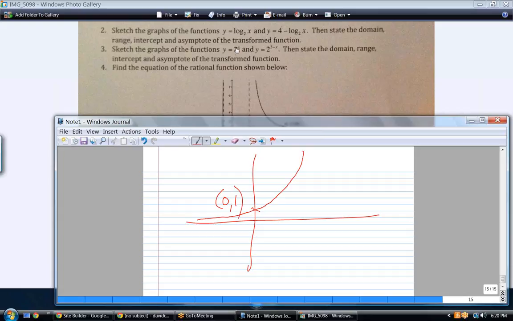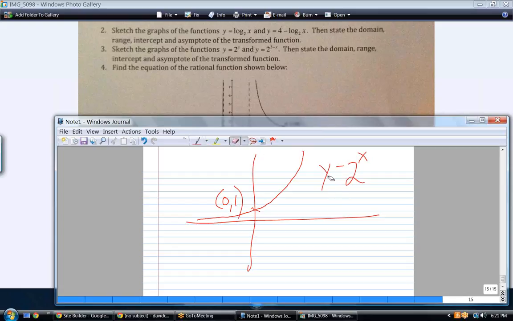Whether it's y equals 2 to the x or y equals 10 to the x, it's going to go through this point. So I'm guessing then 2 to the 3 minus x would be reflected with a 3? No. If I wanted a vertical shift, I would do this. That would be the vertical shift.